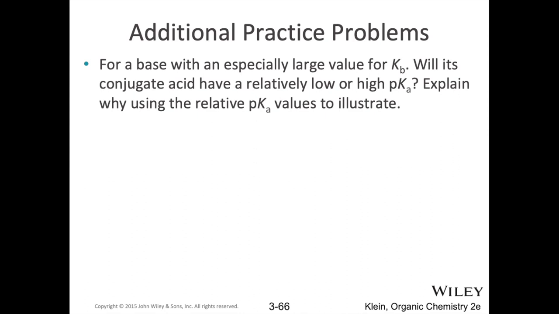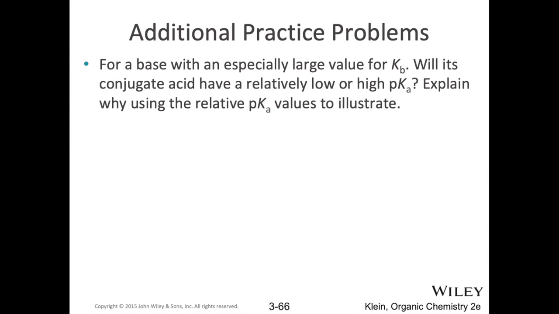All right. For a base with an especially large value for Kb, will its conjugate acid have a relatively low or high pKa? Explain why using the relative pKa values. What gets confusing with this problem is that we jump from Kb, a non-logarithmic version, just an equilibrium constant, to the acidity, where we're looking at pKa, which, remember, is based on a logarithmic scale with a negative sign, so it flips that expectation.